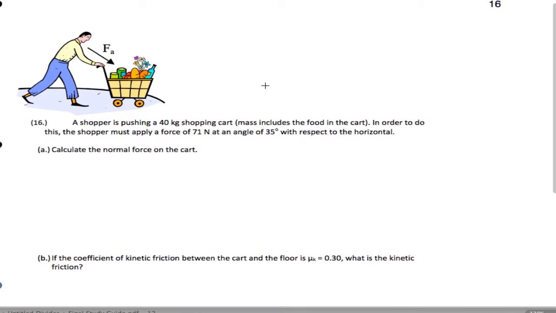Here we go. So a shopper is pushing a 40-kilogram cart. In order to do this, the shopper must apply a force of 71 newtons at an angle of 35 with respect to the horizontal. First, we don't know if this cart is accelerating. Let's just assume that it is.